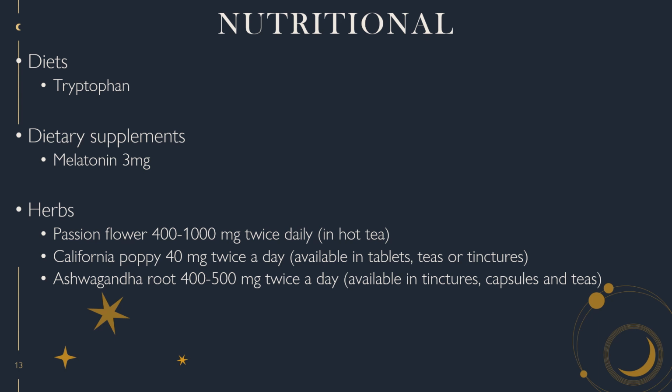California poppy, the recommended dosage to help promote sleep is 40 milligrams twice a day. California poppy is available in tablets, teas, or tinctures. Ashwagandha root, 400 to 500 milligrams twice a day, is also available in tinctures, capsules, and teas.